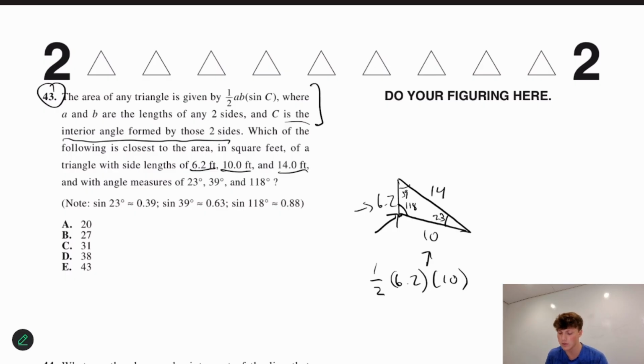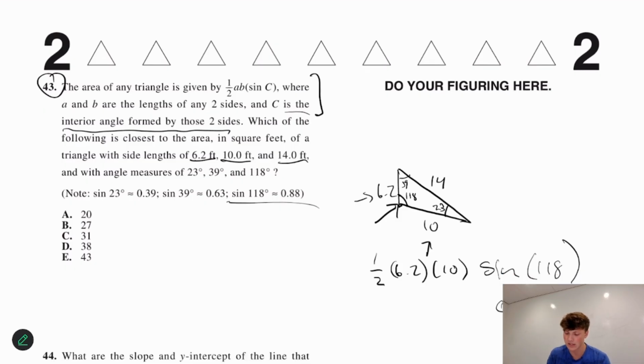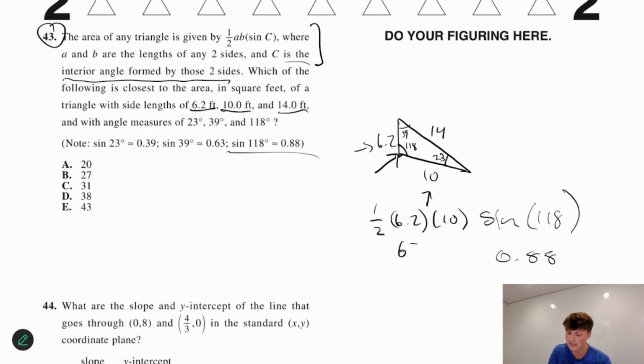So what we have to do is take sine of that angle, C, 118. We know sine of 118 is 0.88, which is going to produce 62 divided by 2 times 0.88, which is going to give us 31 times 0.88, which is going to produce about 27. And that's going to be our answer choice B.